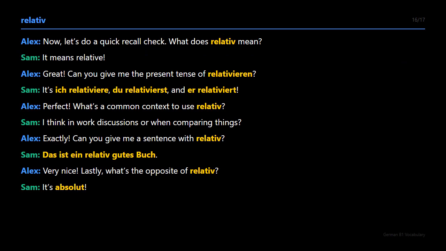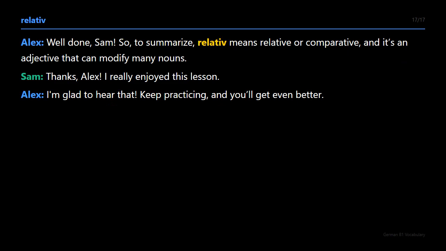Exactly. Can you give me a sentence with relativ? Das ist ein relativ gutes Buch. Very nice. Lastly, what's the opposite of relativ? It's absolut. Well done, Sam. So, to summarize, relativ means relative or comparative, and it's an adjective that can modify many nouns.